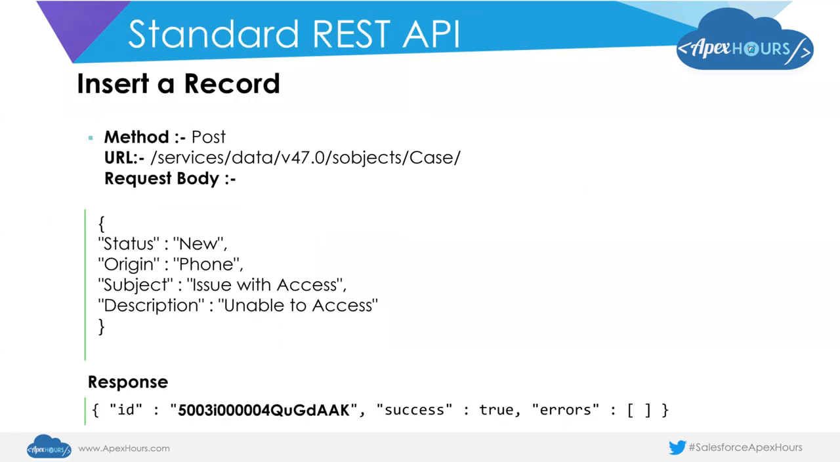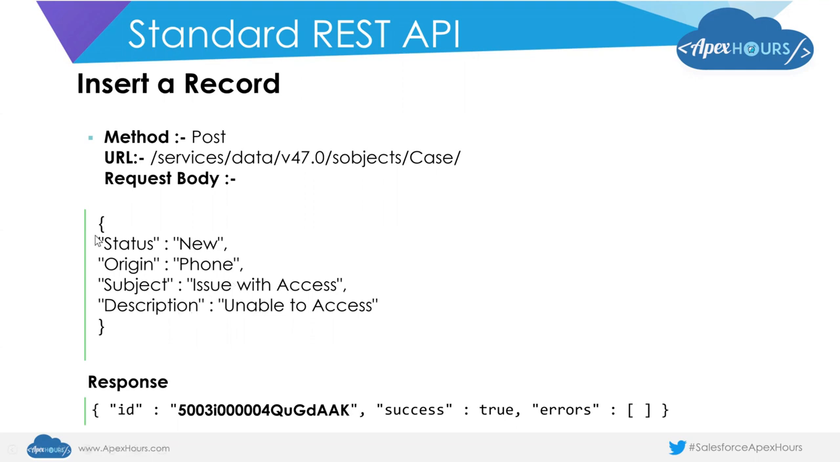So let's jump onto a demo. We're going to insert a record using POST, and we're going to access the case URL. So this is the URL, but why is this incomplete? Because we're going to use Workbench, and this is the POST body, and the response we're going to expect is something like this.